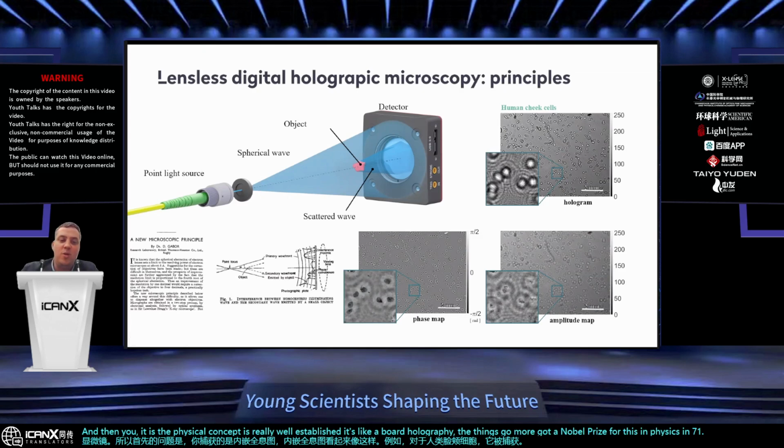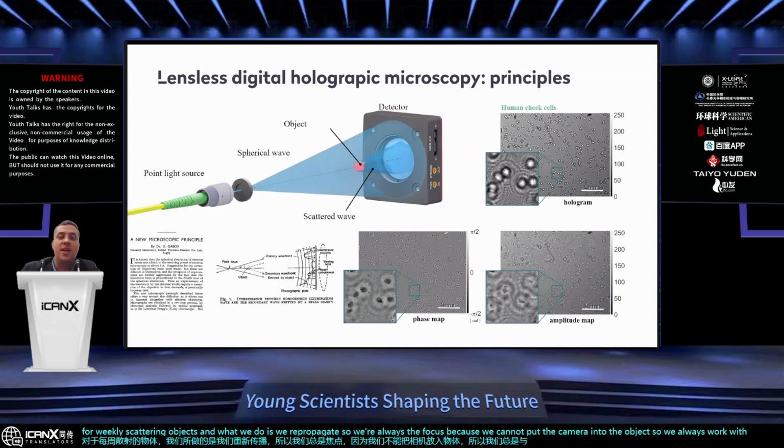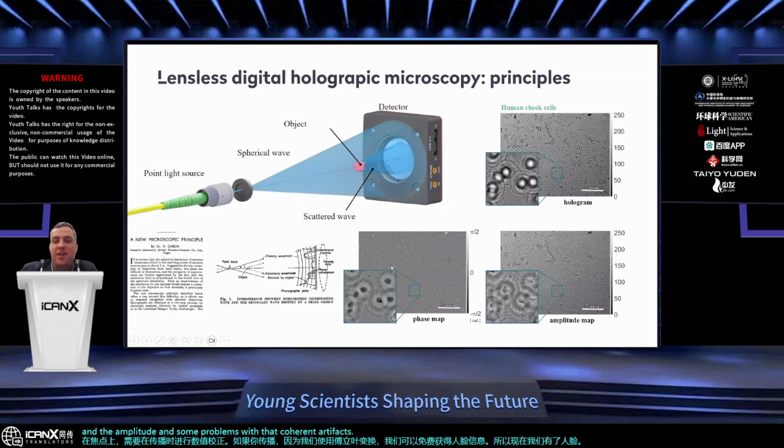And what we do is we repropagate. We are always defocused because we cannot put the camera into the object, so we always work with some defocus that needs to be corrected numerically upon propagation. And if you propagate, because we use Fourier transform, we get the phase information for free. So now we have the phase and the amplitude, and some problems with that: coherent artifacts, mainly the twin image effect, which I will discuss.